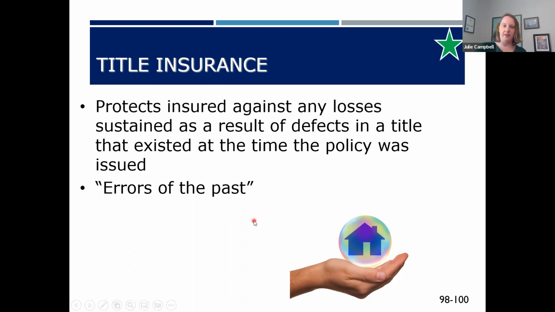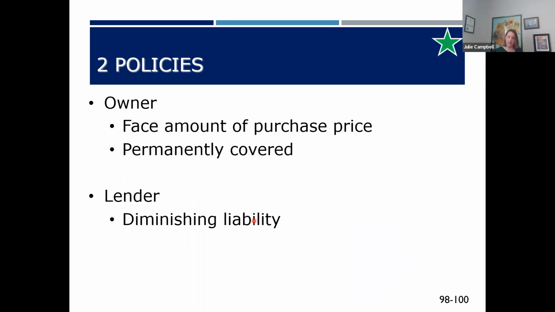There are typically two policies. One for the owner. Again, today they're the buyer, tomorrow they're the owner. If that buyer used a lender, the lender will have a policy as well. If the buyer uses a lender, title insurance is required, period, end of story. If the buyer's getting a loan, title insurance is required by the lender.